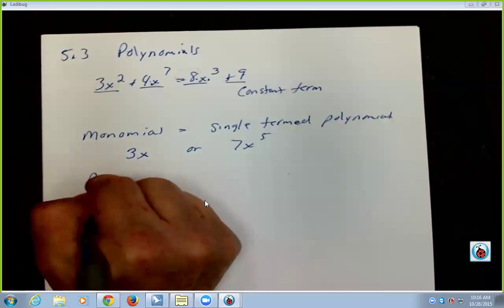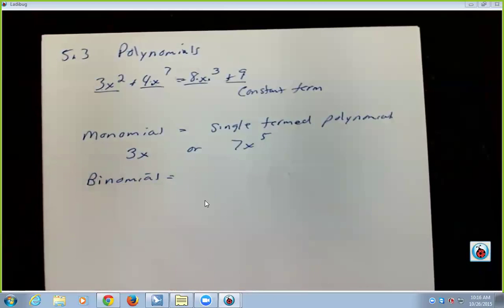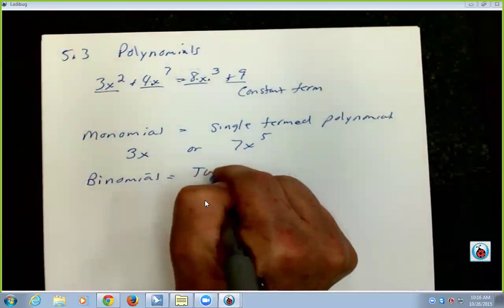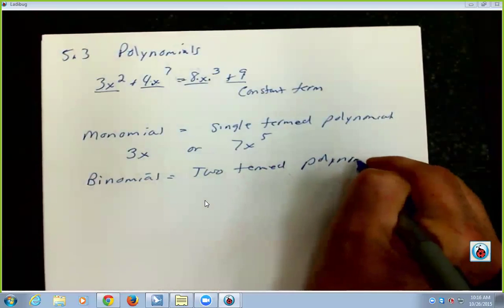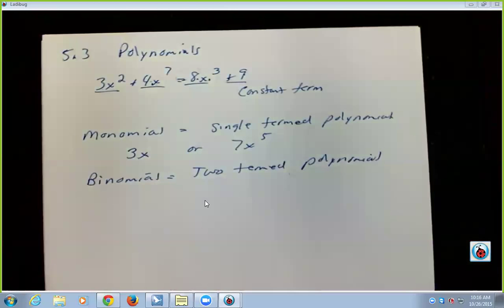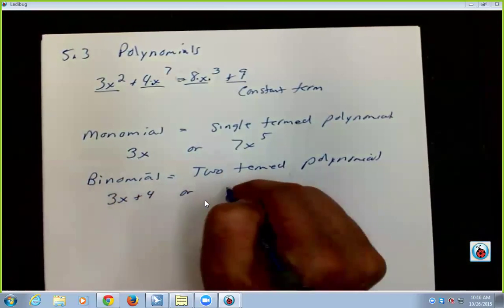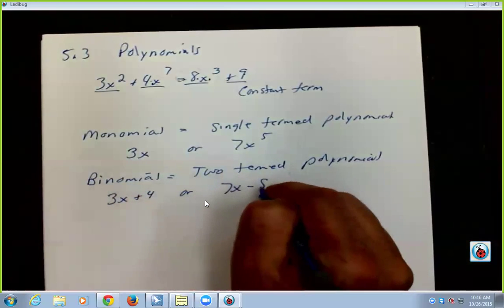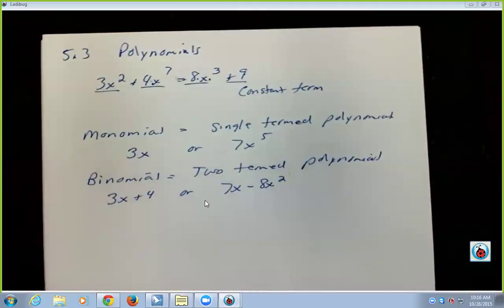Then we have one that you're going to hear about a lot, which is a binomial. And a binomial is a two-termed polynomial. So it's got two terms. So we might have something like 3x plus 4 or 7x minus 8x squared. Those might be considered binomials. And we're going to run across binomials quite a bit. So again, keep that term in mind of what that means.